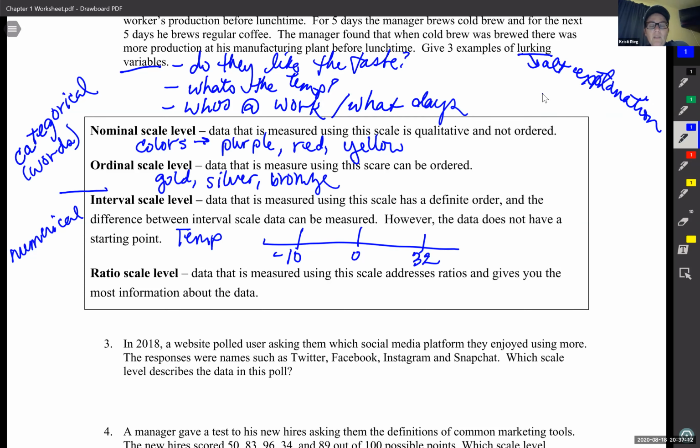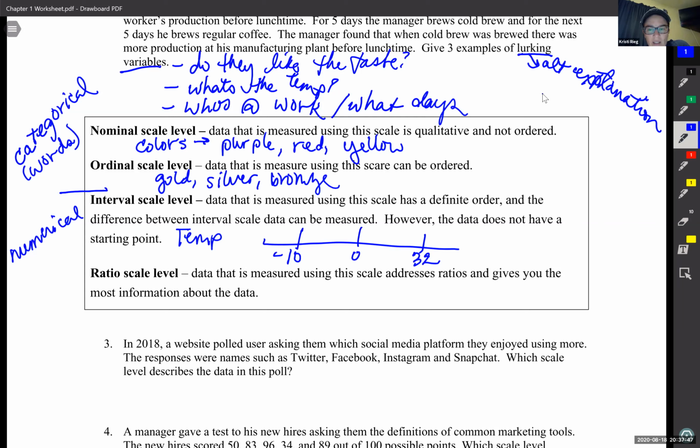Same thing with temperature of hotness. I'm not talking about putting a thermometer in your mouth, that's going to end at some point, but how hot is this fire? How hot does it take to melt metal? I don't know. It keeps getting hotter and hotter and hotter. So there's no starting point. It goes middle, hot, cold. There's no start. So that's an example. It has numbers. I could tell you the difference between 32 degrees and negative 10 degrees. That's 42. But it doesn't really start at a certain spot.